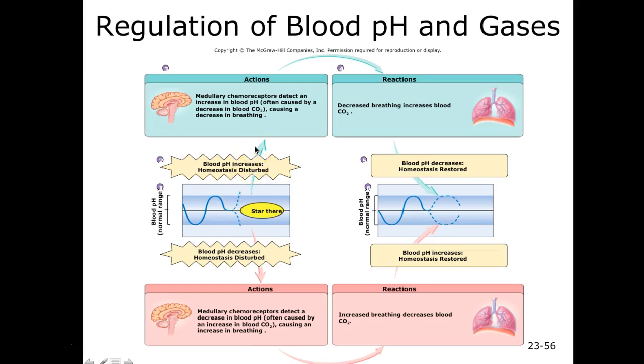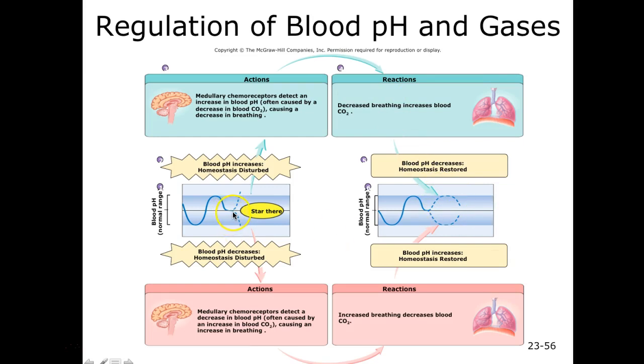So what's going to happen is the chemoreceptors within the medulla are going to detect this change. Usually it's going to be caused by a decrease in blood carbon dioxide. So that will cause a decrease in breathing, or hypoventilation. And so what we will have change is we start to decrease our breathing to increase our blood carbon dioxide, and that will cause the pH to move back down to our homeostasis level.